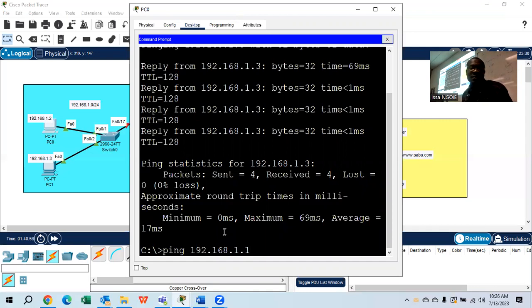Now we're going to try to ping the default gateway, right? Why are you going now slowly by slowly? Because you want to learn how networks react.